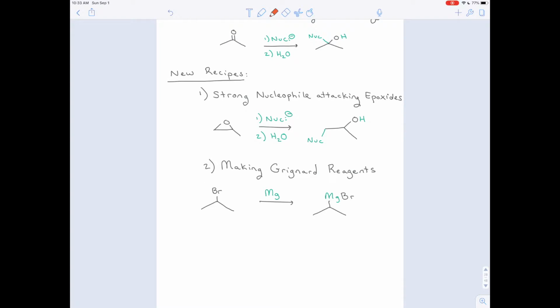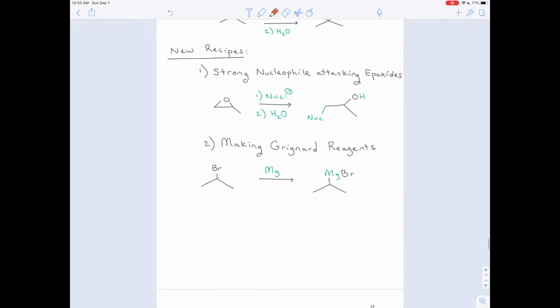You can open up epoxide rings by adding a strong nucleophile. So here you have your epoxide ring, and the key that would tell you you would want to do that is that you'd have functional groups on adjacent carbon atoms. And last but not least, you can make Grignard reagents, which are really strong carbon nucleophiles, by taking an alkyl halide and adding solid magnesium.